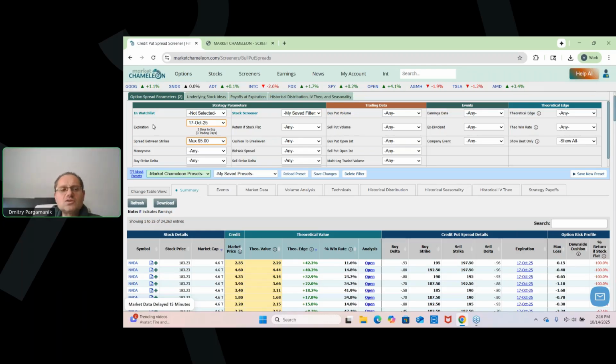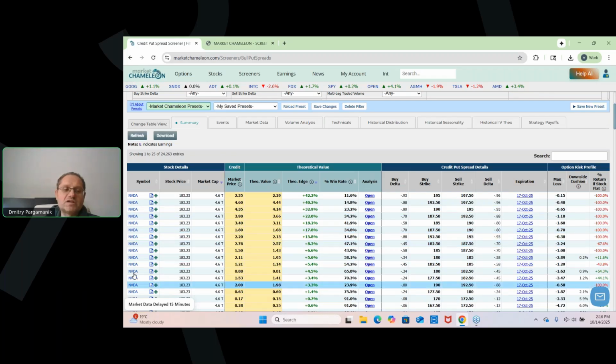And we also defined that we're looking for spreads with a max difference between the strikes of $5. Okay, so it could be a $1 spread, $2, max of $5, just to narrow down initially the potential items that we're analyzing. So you can see here that there's a bunch already in NVIDIA. This is sorted by highest market cap. So NVIDIA has a bunch here.